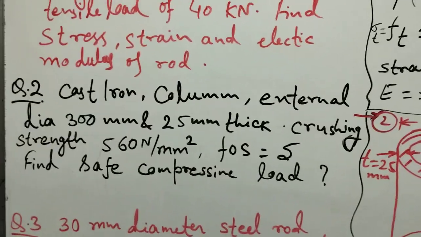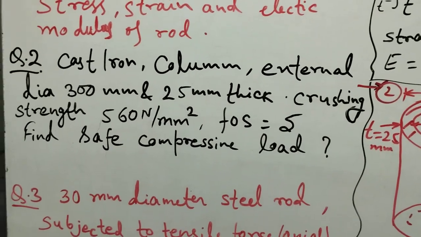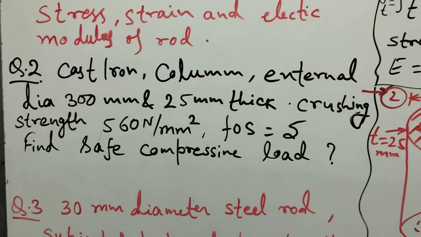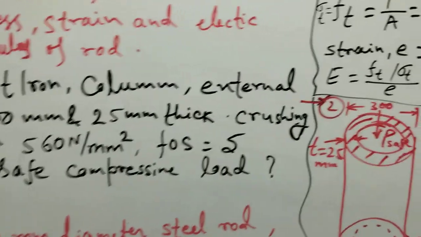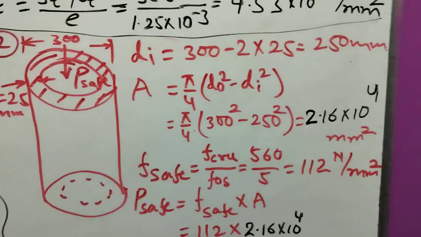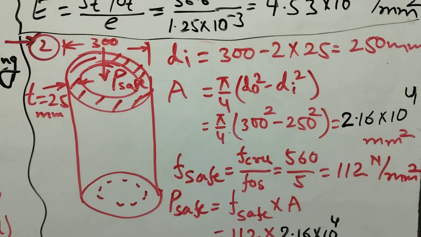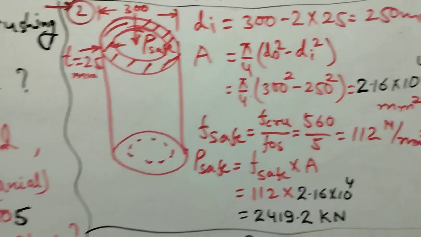A cast iron column, external diameter is 300 millimeter and the thickness is 25 millimeter. Therefore, internal diameter is external diameter minus 2 into thickness. Now 300 minus 50 equal to 250 millimeter. We get the area 2.16 into 10 to the power 4 millimeter square.